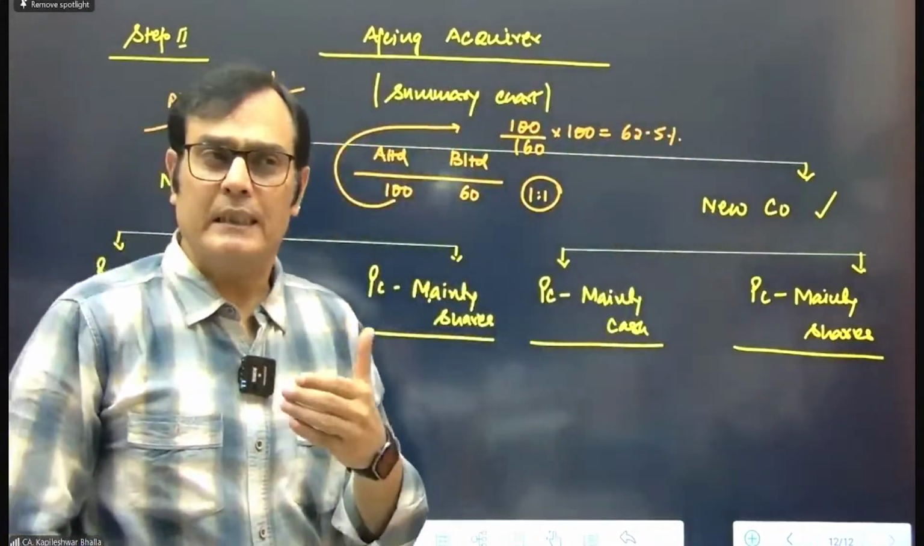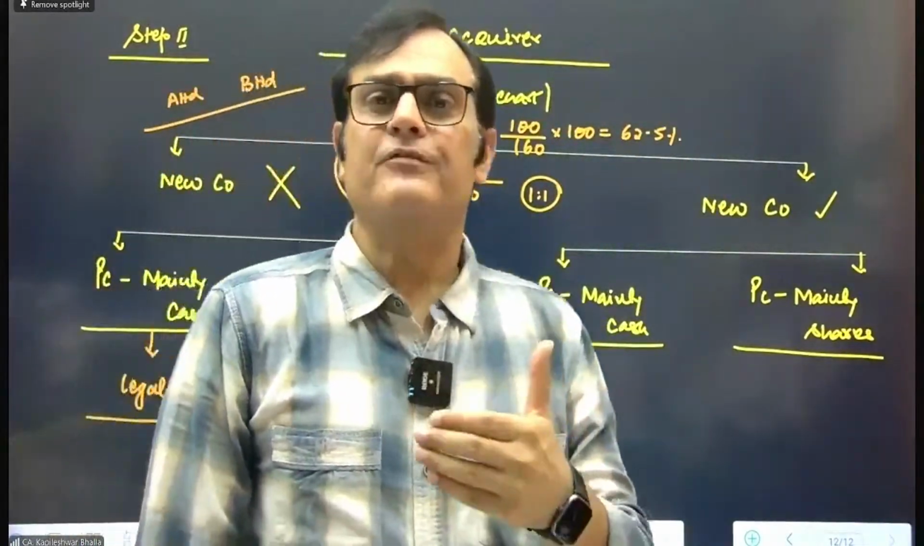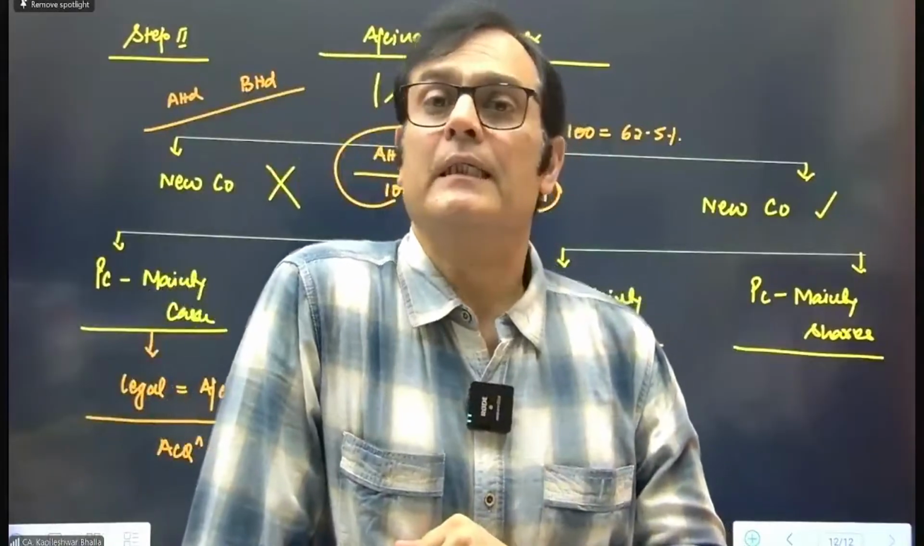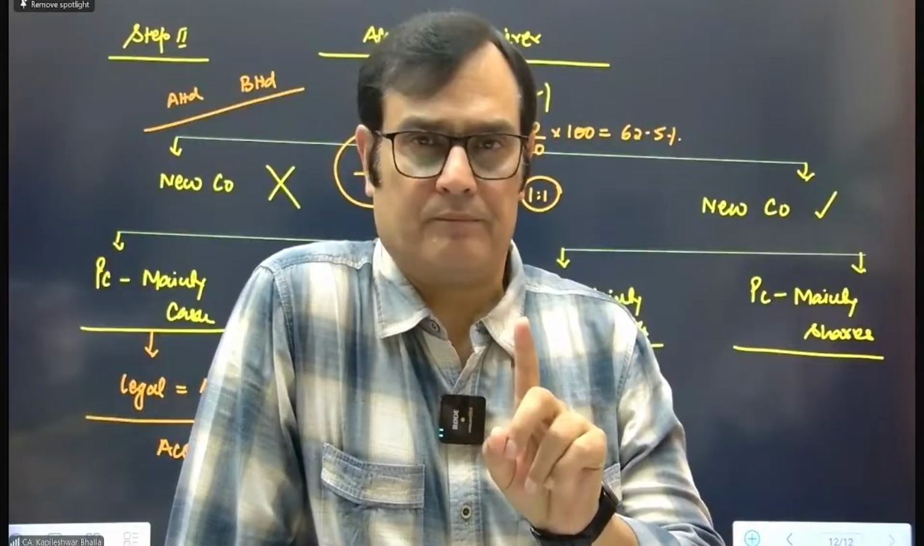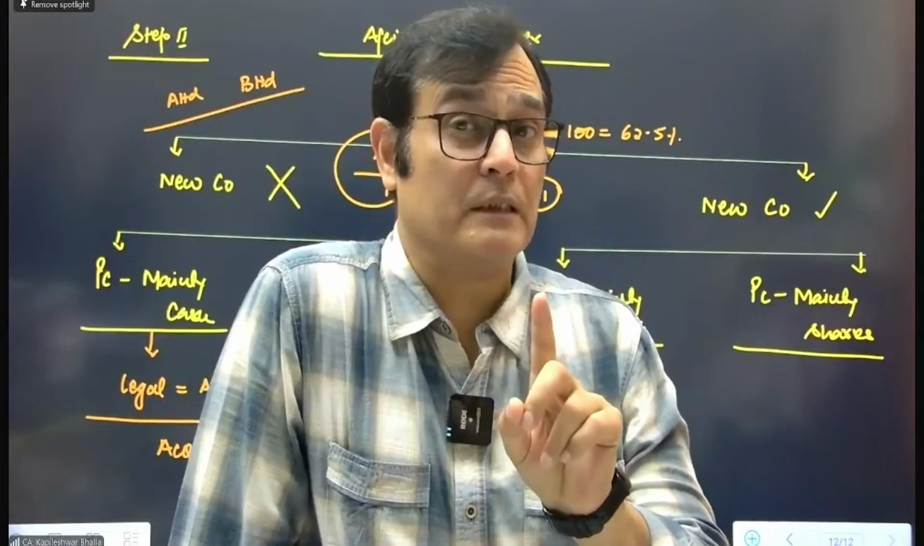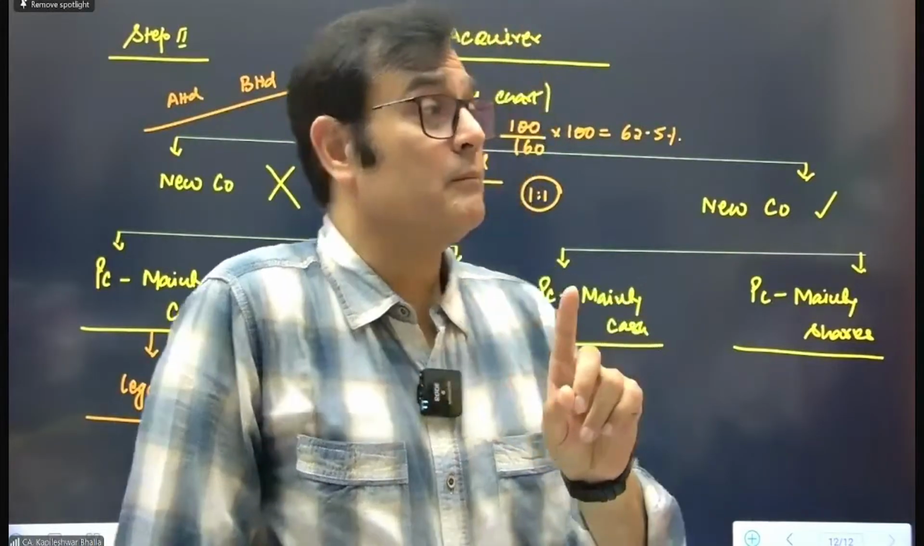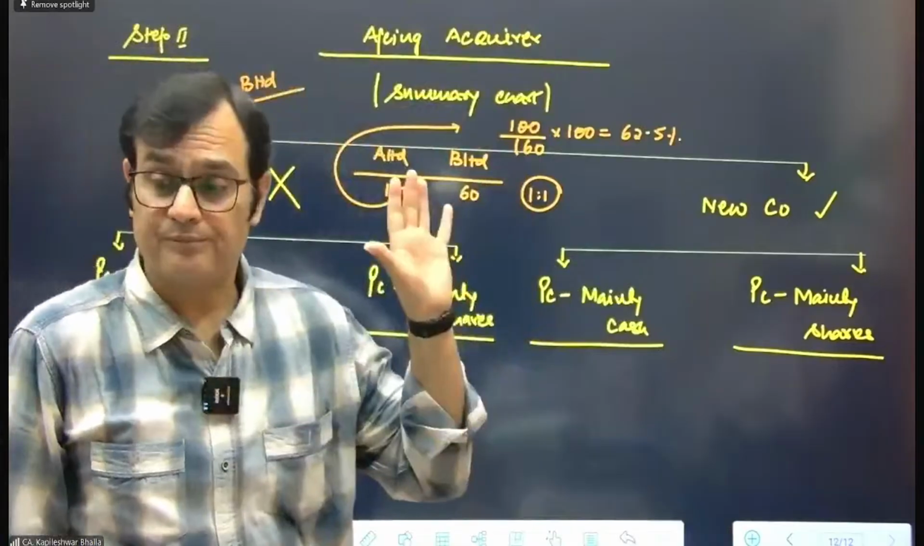Yes, sir. So even after A gives the shares to the shareholders of B, his stake gets diluted, but he's still in control of his company. He's still got more than 50%. The percentage gets diluted, but he's still in control of the company.